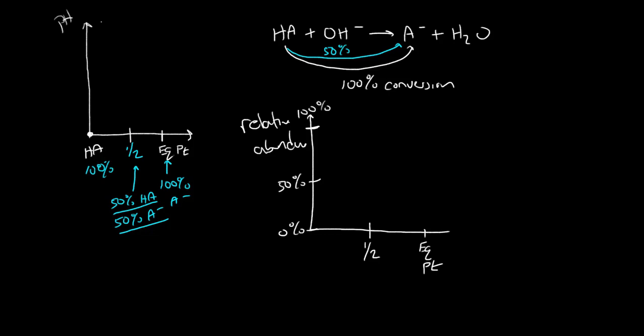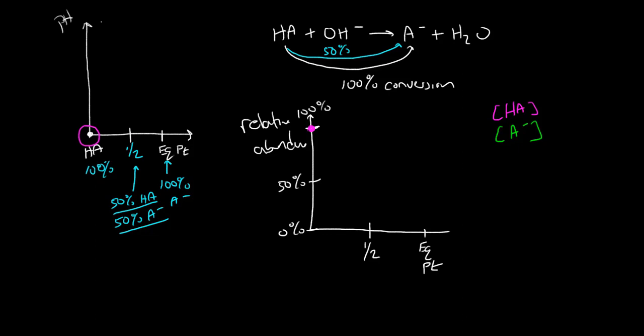Okay? So what we're going to plot is, let's say in pink, the concentration of our acid form, and then in green, we're going to be plotting the concentration of the base form. Okay? So let's think about this from the perspective of our titration first. We know that at the beginning of this reaction, we start with 100% HA. So let's plot that on our relative abundance curve. At the beginning of the reaction, we have 100% of our acid in the form of HA.